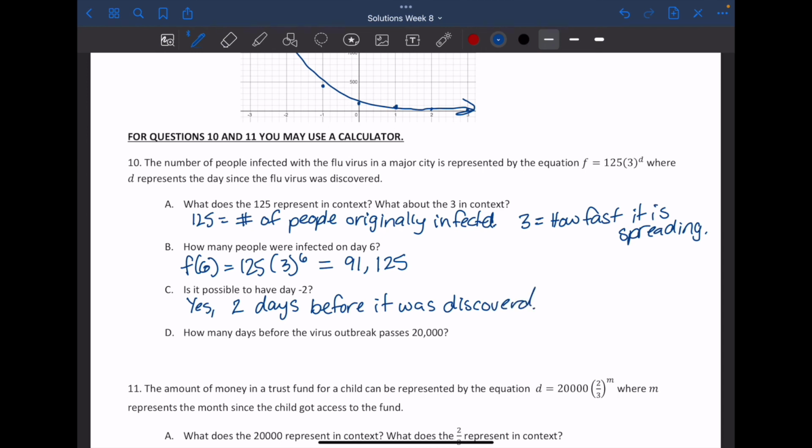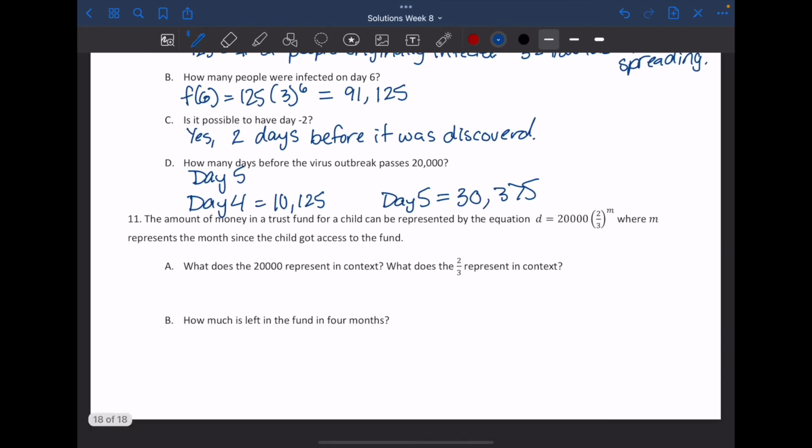How many days before it passes 20,000 people is the next one. You could crunch your numbers by plugging them into a calculator, but that amount is going to happen on day 5, because if you plug in 4, you will get 10,125, and if you plug in day 5, you'll find that we now have 30,375. So now we're on to our last question.